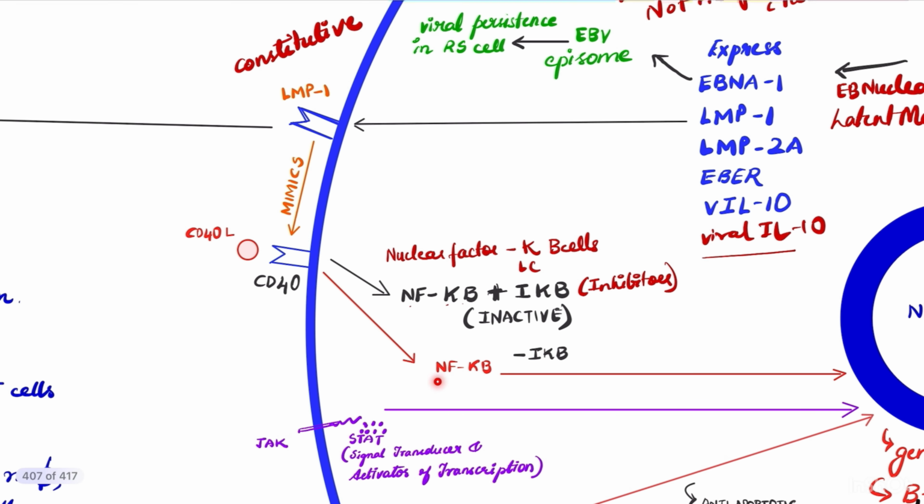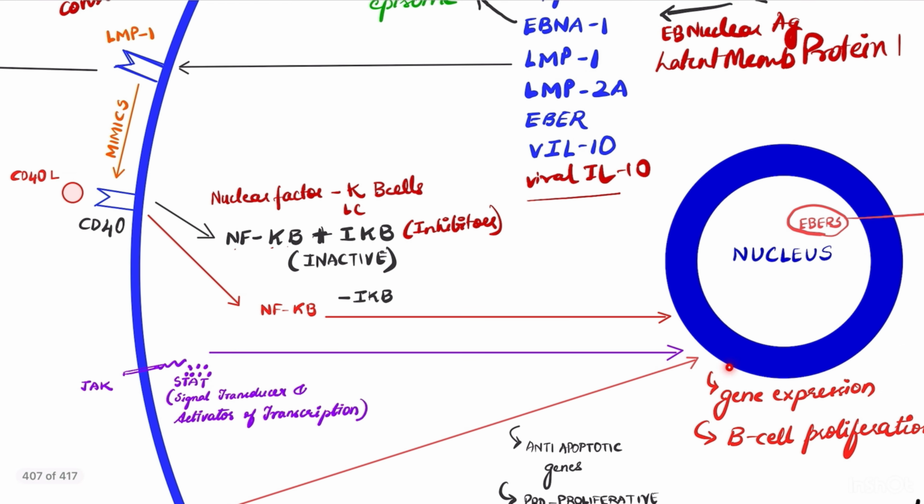So this constantly activated NF-kappa B will get transported to the nucleus. It will cause again the same gene expression. Since the signals are uncontrolled, this constantly active pathway will lead to uncontrolled B cell proliferation. Whenever any cell cycle or cell division becomes uncontrolled, it will lead to tumor. Here, the uncontrolled B cell proliferation will cause Hodgkin's lymphoma. This is how the LMP1 works.